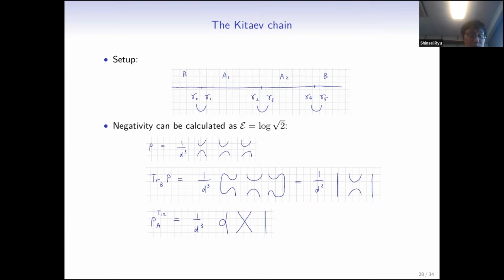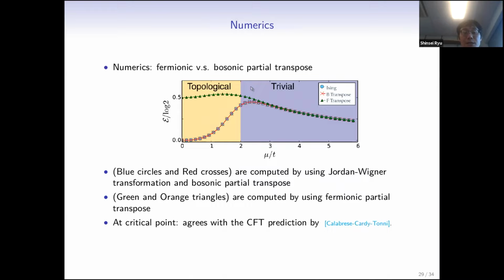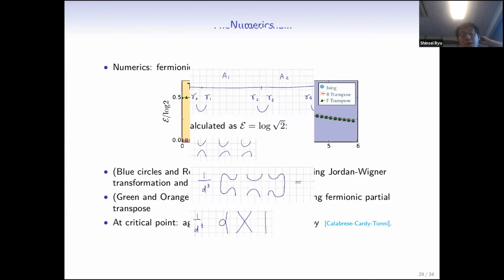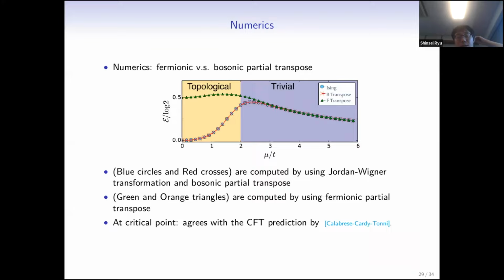So this can be compared with numerics. This is an eight-site Majorana chain, and we computed negativity for various parameters. First, you see a 0.5 here. This is the entanglement negativity normalized by log 2. So deep inside the topological phase, we do recover the calculation we just did. That's the confirmation of the reasonableness of our definition of partial transpose and the entanglement negativity for anyons, or in this case, fermions.